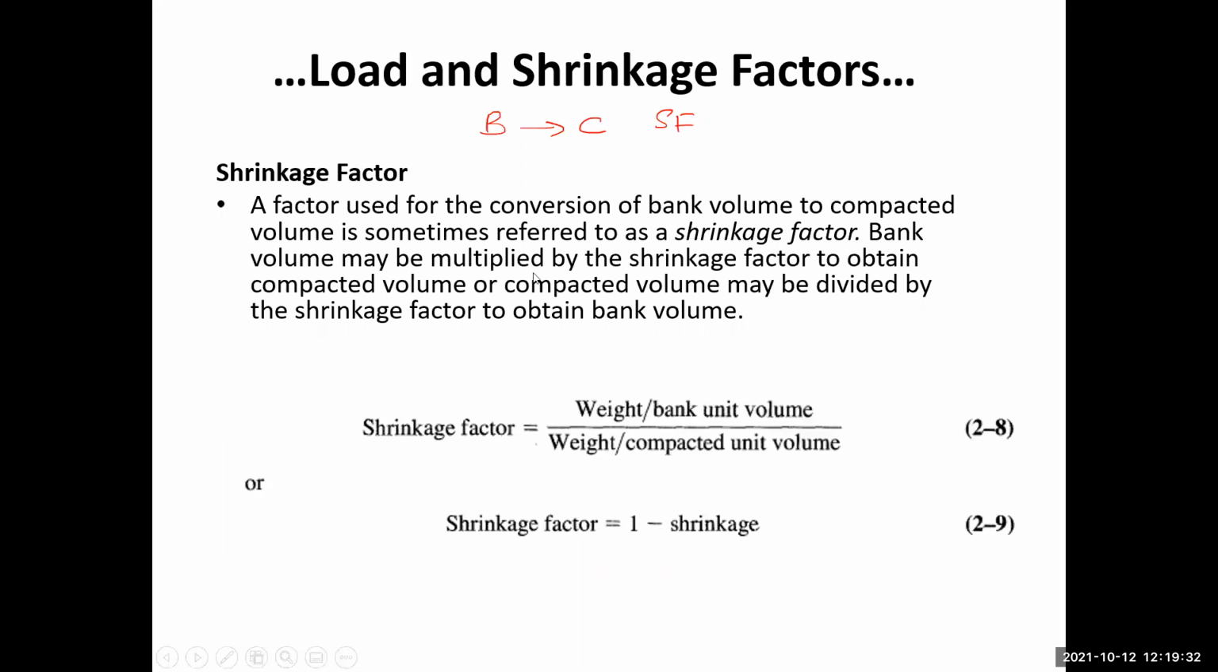So the bank volume may be multiplied by the shrinkage factor to obtain the compacted volume, or the compacted volume may be divided by the shrinkage factor to obtain the bank volume. So the shrinkage factor is the weight per bank volume divided by the weight per compacted unit volume, or the shrinkage factor is equal to 1 minus the shrinkage.